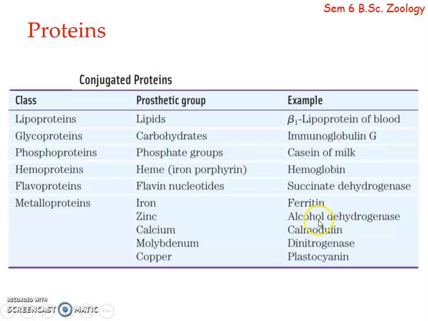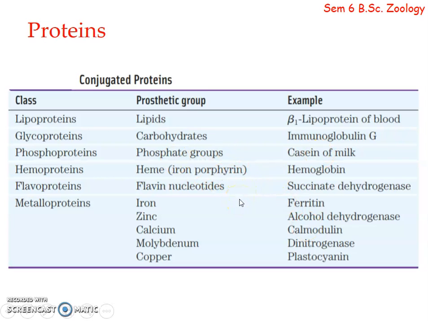Zinc, alcohol dehydrogenase, iron, ferritin. Ferritin is a protein which is involved in the storage of iron. Actually, it is a storage protein. Then calcium in the calcium-calmodulin complex is involved in many processes, like muscle contraction. So here, I hope this is clear to you.